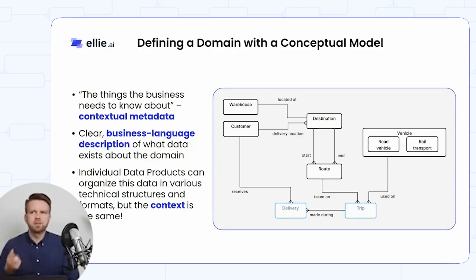Now, the individual data solutions, the data products, data marts, reports, whatever AI thing it is, might organize parts of this data or the entire data set in different ways. And those are then the individual data products for which we have logical models. But the context remains the same. The context is always about destinations, routes, and trips. It doesn't matter how you organize that data physically. So that's why conceptual modeling can give us the true context of a domain.